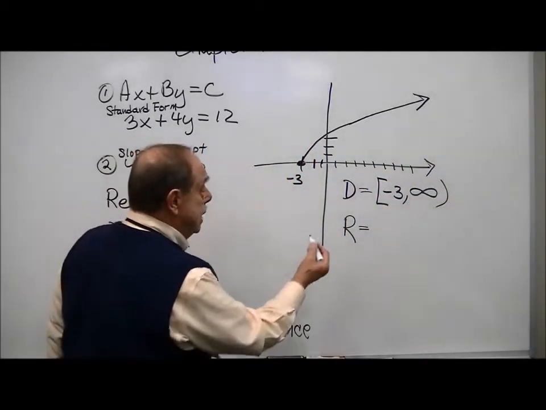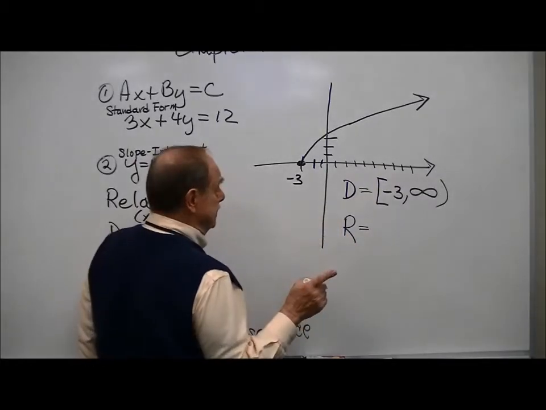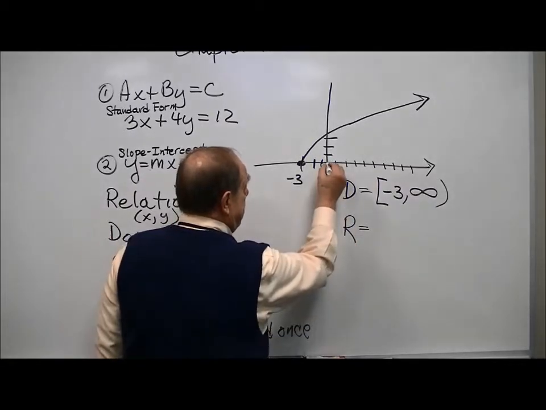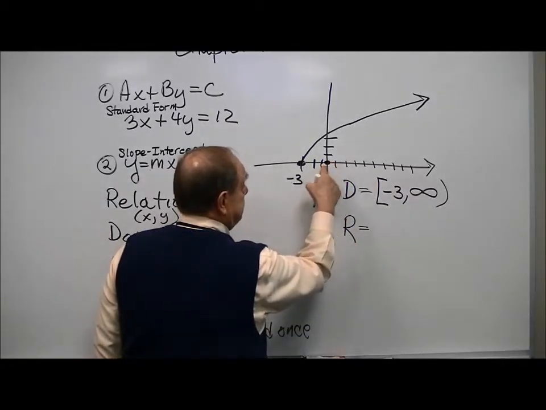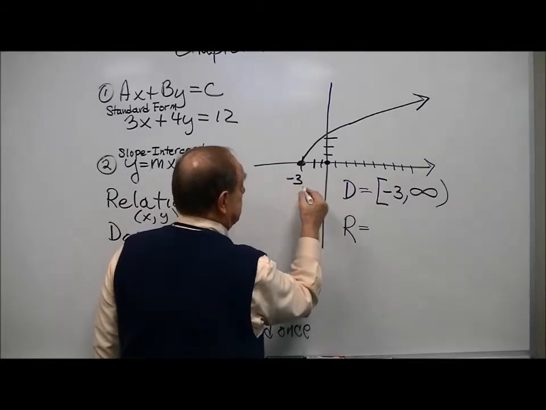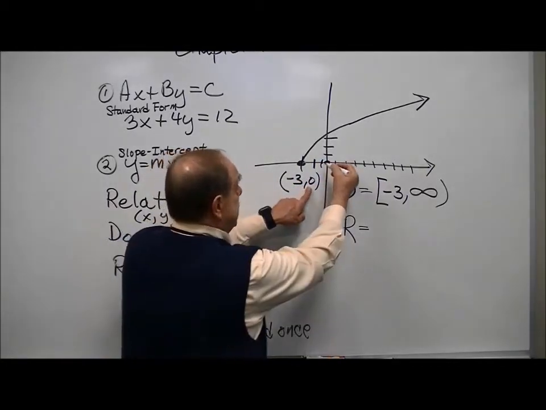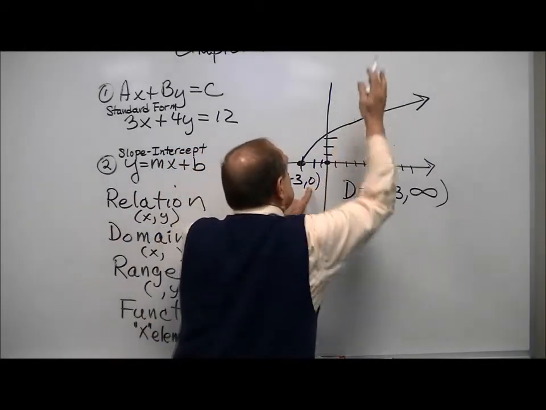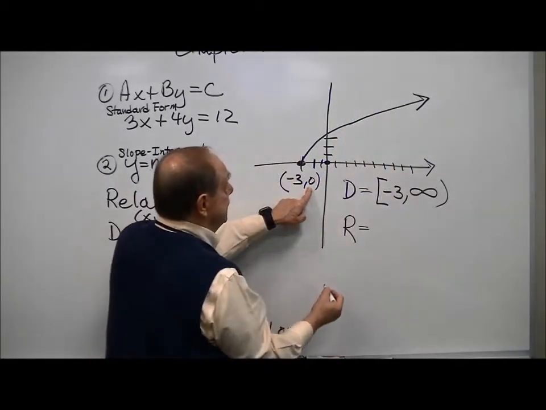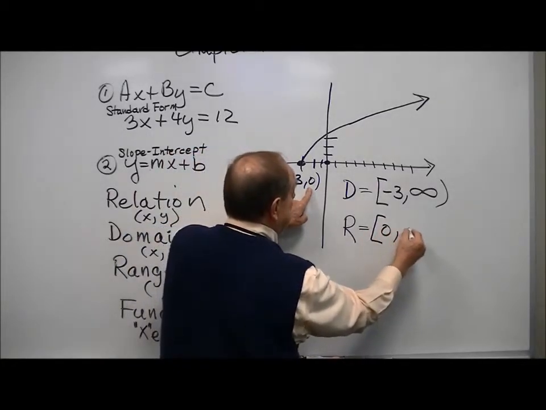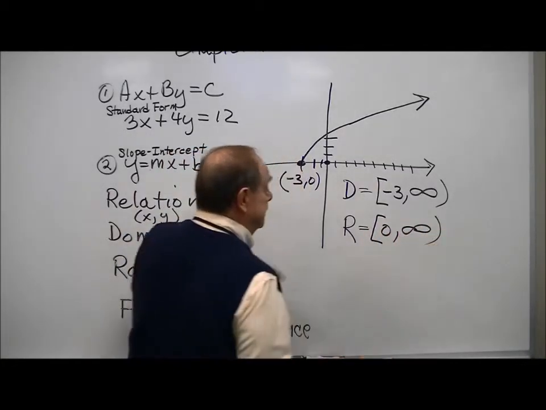And now for our range, and this is a little tricky. Where is our range starting? Well, actually, it's starting right there at 0, because this ordered pair is this. So our range, and these are our y values, will start at 0 and go to infinity.